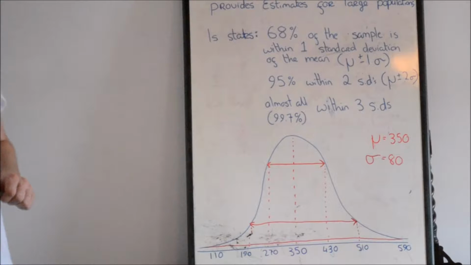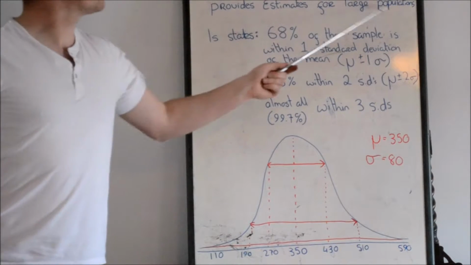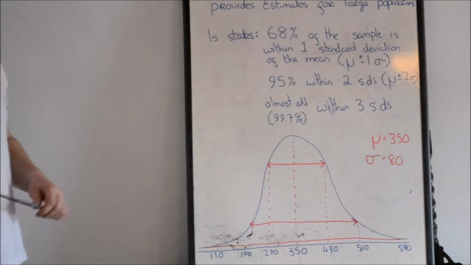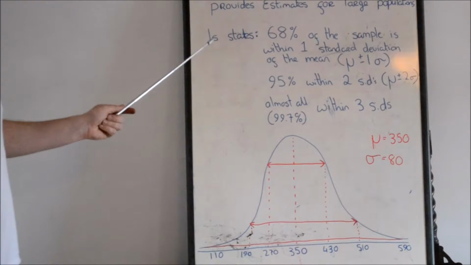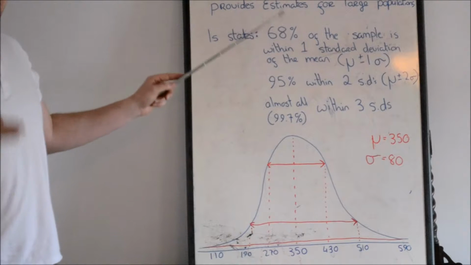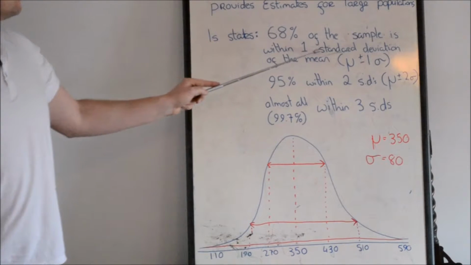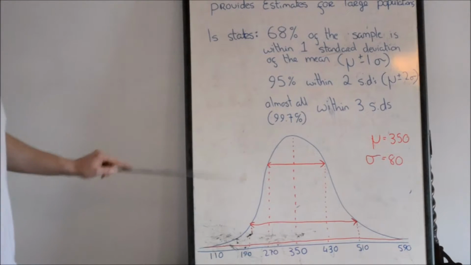So now we're going to look at the empirical rule. The empirical rule provides estimates for large populations. It's only estimates, and it's only a school of thought as well, but I suppose it's a school of thought that a lot of people agree with. It states 68%, and this is a set percentage, it is 68% of the sample is within one standard deviation of the mean. It'll make more sense when we come down here.